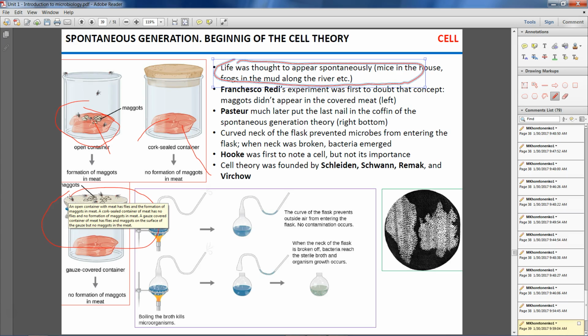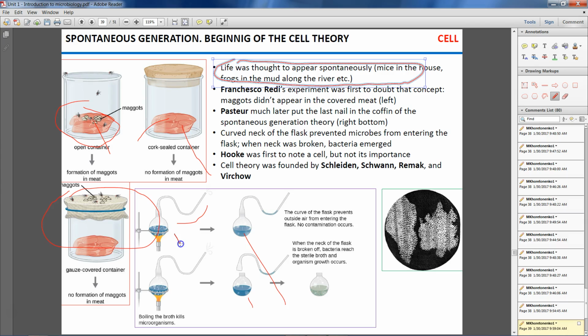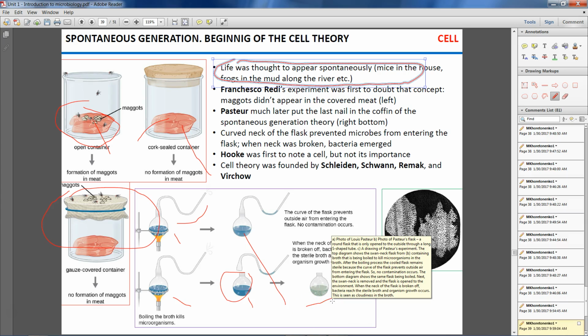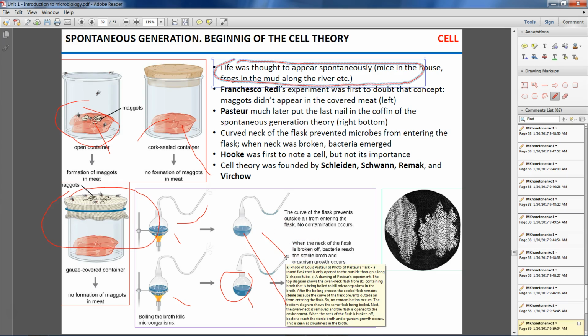And then, of course, came Pasteur, with this famous experiment that we talked about a little bit. Okay, he had these S-shaped flasks with sterilized broth in them, and when the neck was broken, it immediately caused contamination of the broth with microbes from the air and bacterial growth. And as I mentioned to you, this flask is still sterile in the Pasteur Museum. There's no contamination over there.